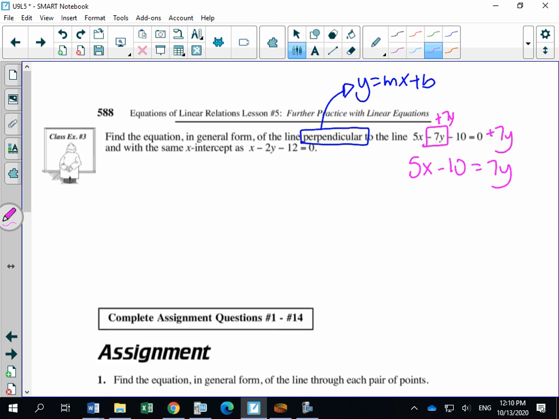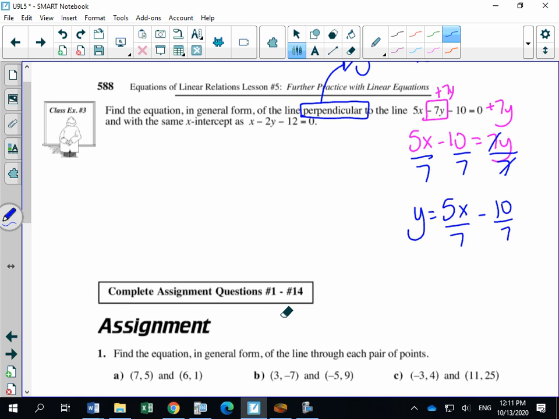And then from here, Kieran, what do you want me to do to get y by itself? Yes. Divide everything out by 7. And then what I have is 5x over 7 minus 10 over 7. So who cares what this y-intercept is? Because all I'm looking for from this equation is the slope.